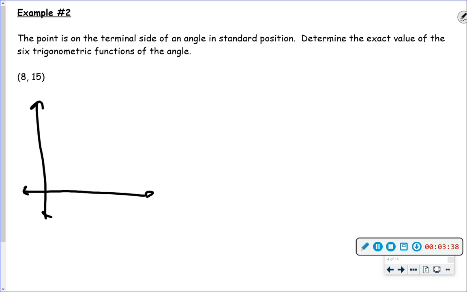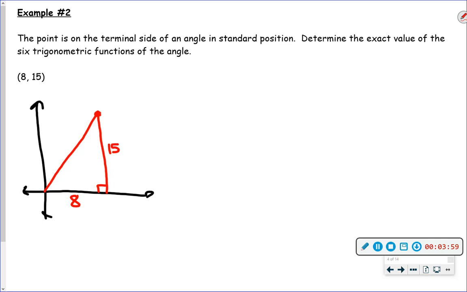We know if we plot 8, 15, of course, it's going to be in quadrant 1. So I just drew kind of a large quadrant 1. We would go right 8, up 15. Good enough, okay? So, of course, I'm going to connect from my origin, and we always make our triangle with the x-axis. So to get to this point, I went right 8, up 15.